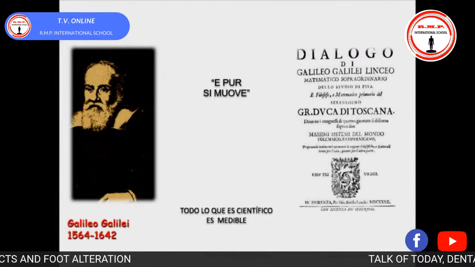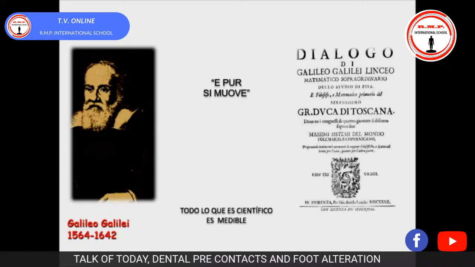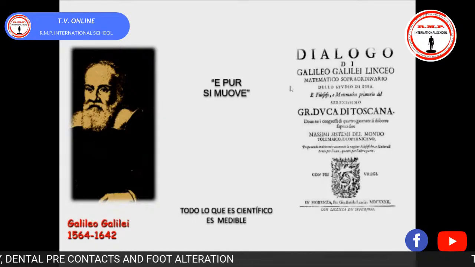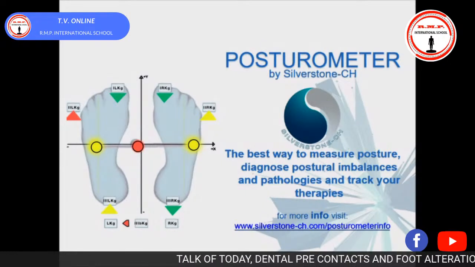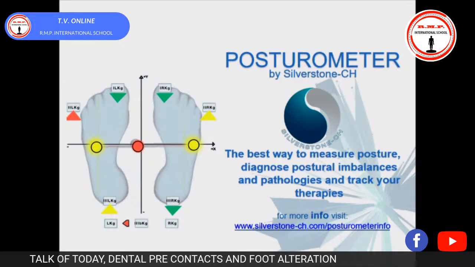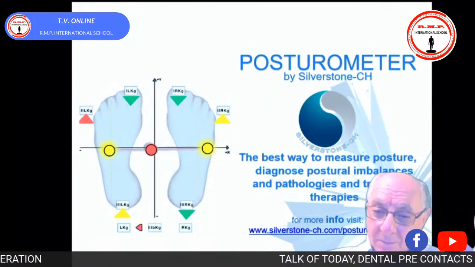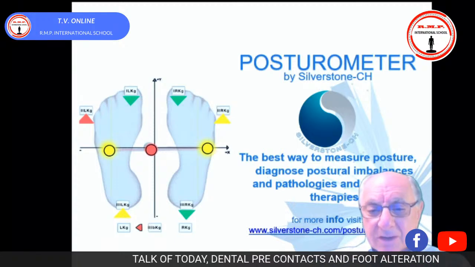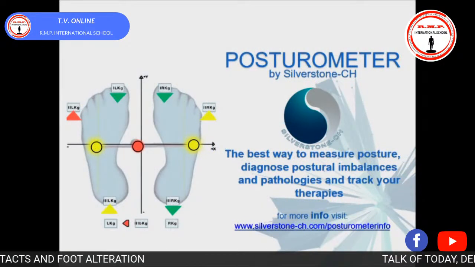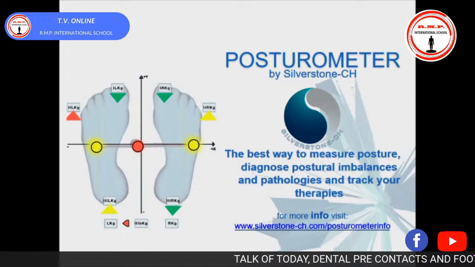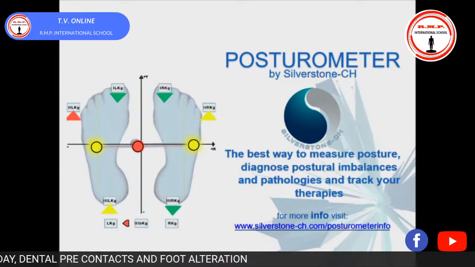This man was Galileo Galilei. I always put this in my webinar, because if we can measure, we can demonstrate our clinical opinion. Remember, clinical opinion is an opinion. It can be true or false. But if we measure it, it will be science. And that is the effect of the posturometer measure. It is the best way to measure posture, diagnose postural imbalance and pathologies, and follow the therapies.